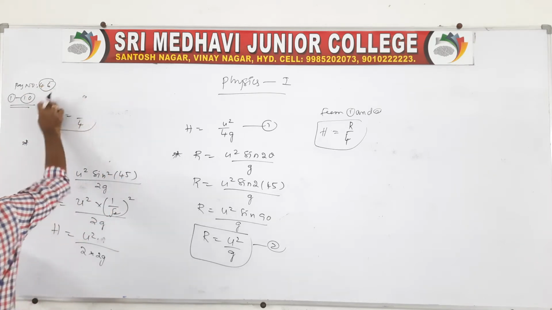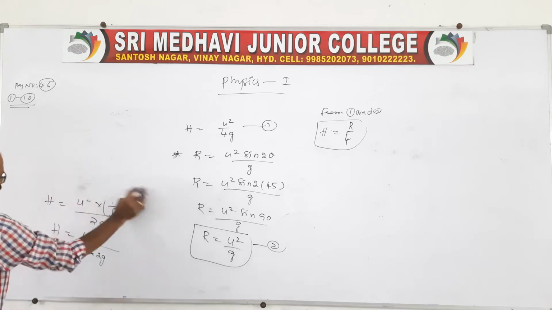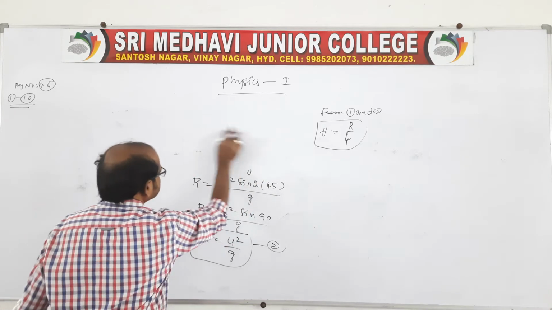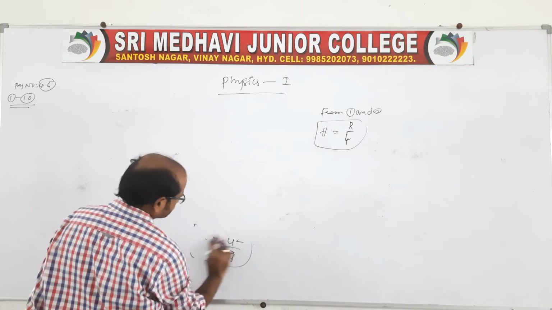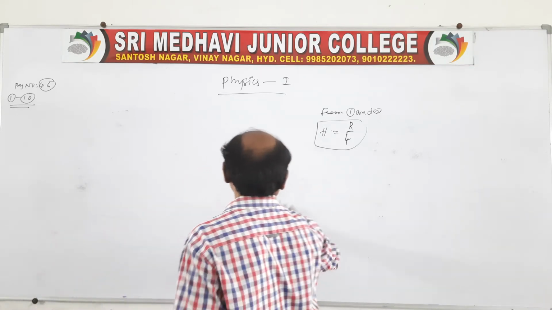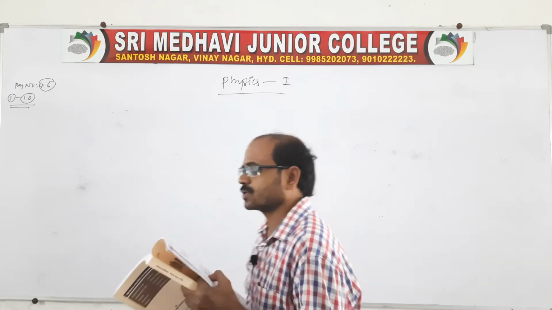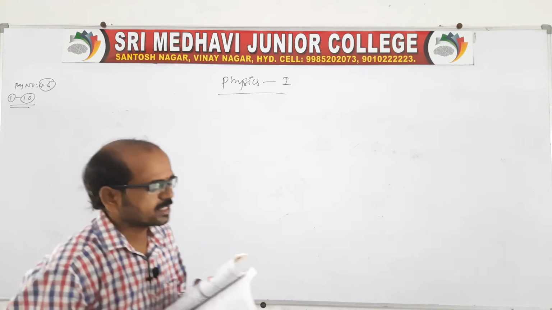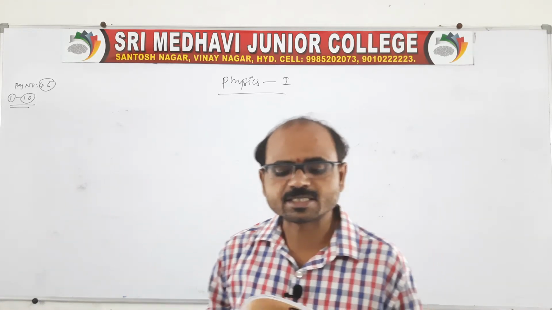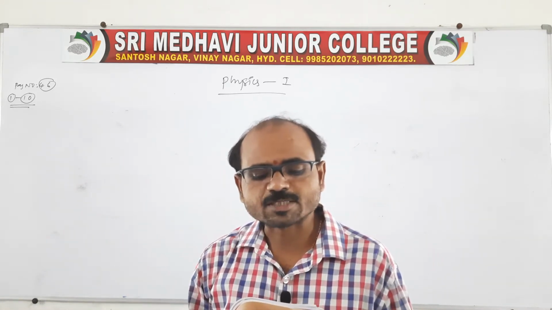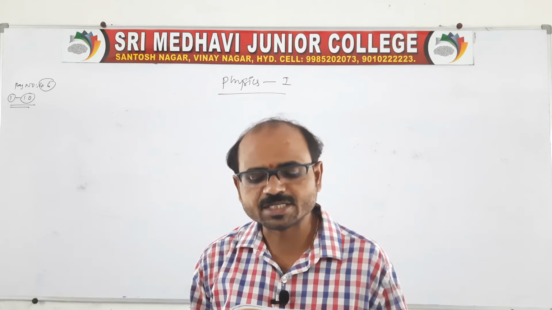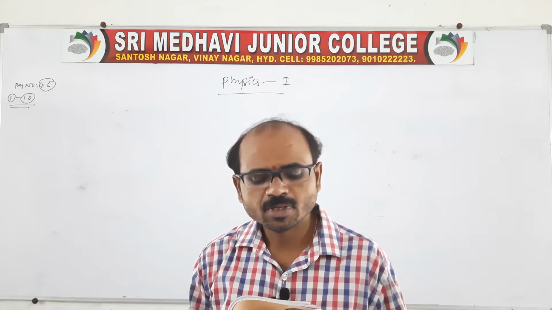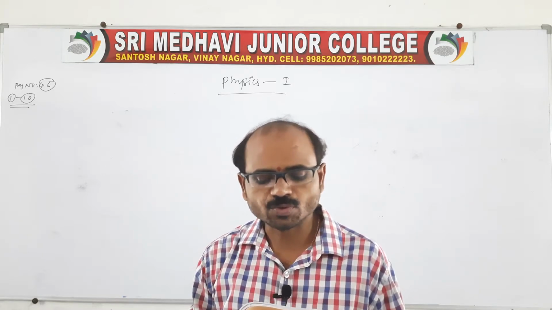I'll read the question, and after that we'll see the solution. The question is: two balls are projected from the same point in the directions 30 degrees and 60 degrees with respect to the horizontal. What is the ratio of their initial velocities if the heights are the same, or the ranges are the same? Two questions are being asked.